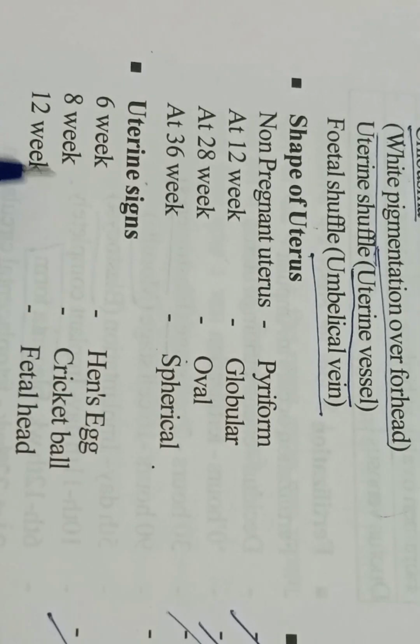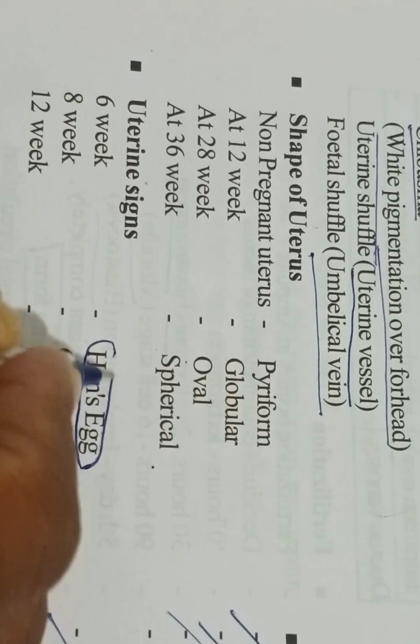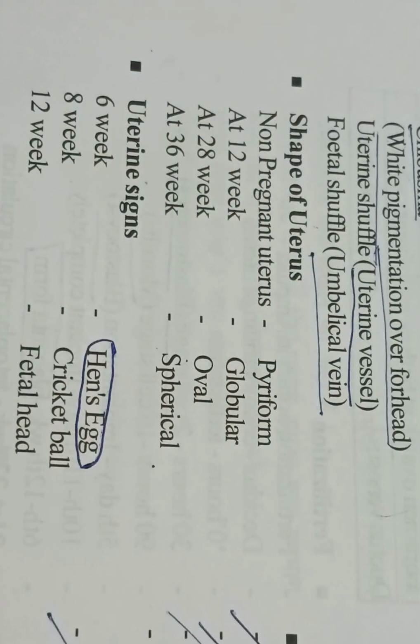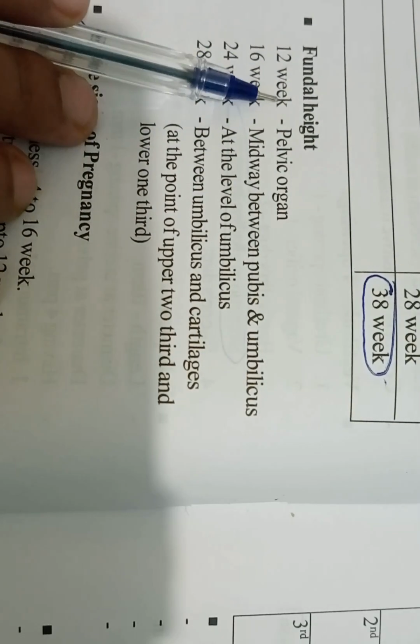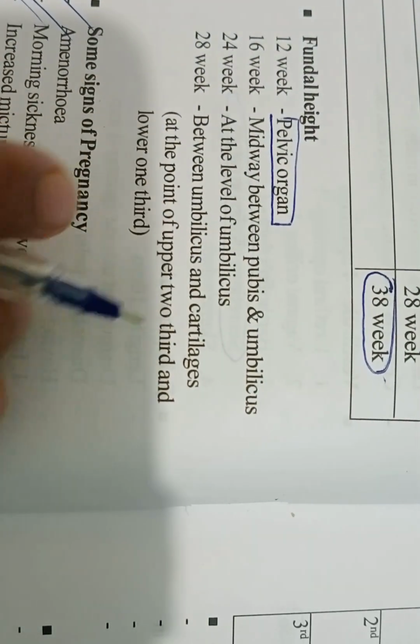Then uterine size. 6th week, it is hen's egg, almost this much. Okay, hen's egg. Next 8th week, it is cricket ball size. Next 12th week, it's a fetal head size. Then we move to fundal height. At 12th week of pregnancy, it is considered a pelvic organ. 16th week, midway between pubis and umbilicus.